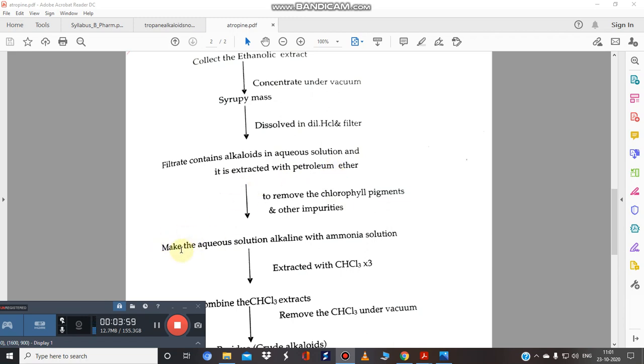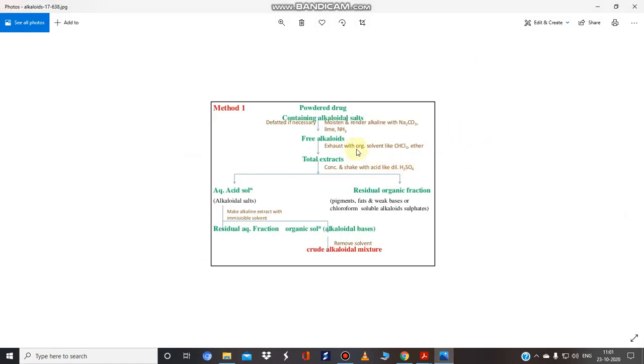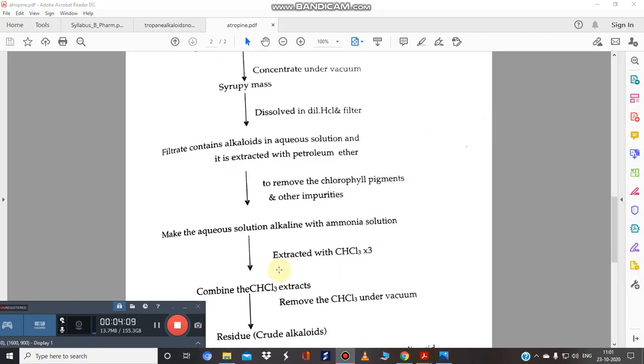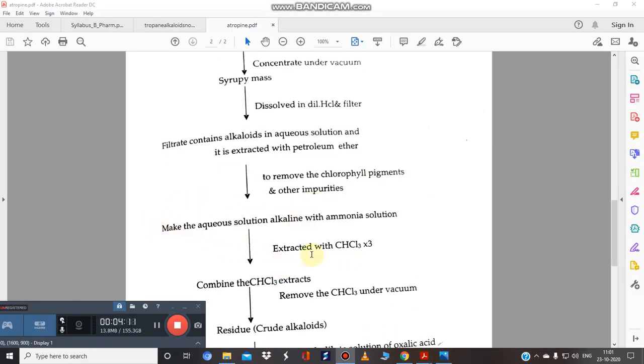After that we treat this aqueous solution with ammonia. So what will happen? Look at this again. We are adding a base here. What will happen? Free alkaloids will be produced. At this stage, when you add the ammonia solution, you will obtain alkaloids in the form of free base.